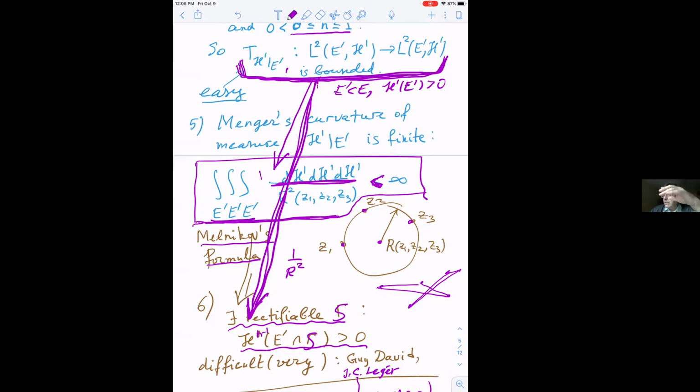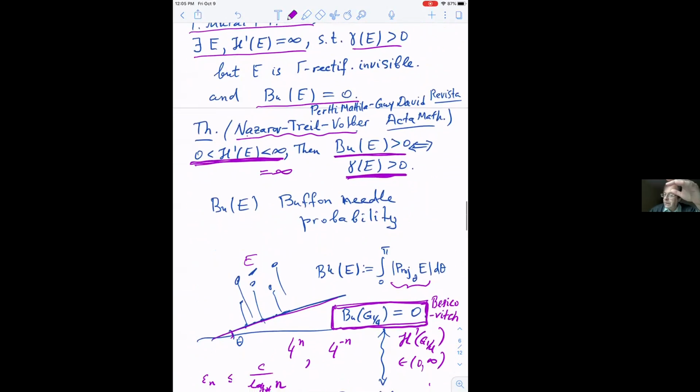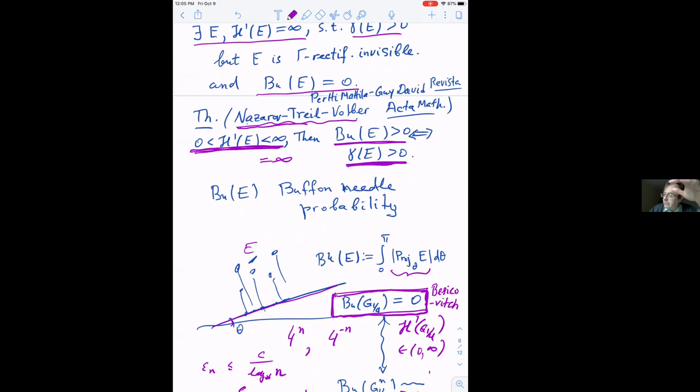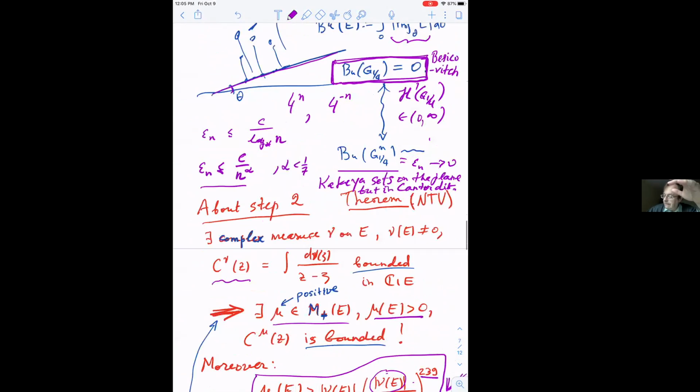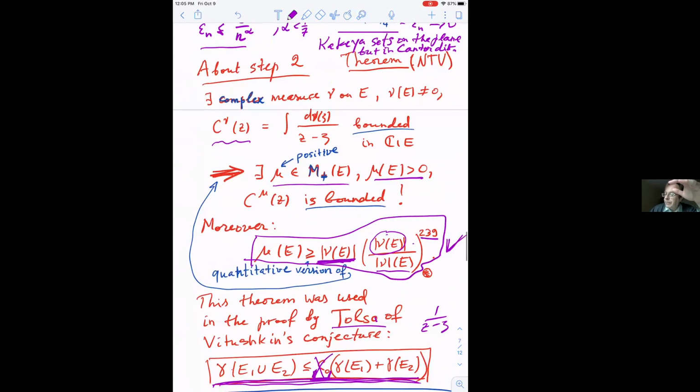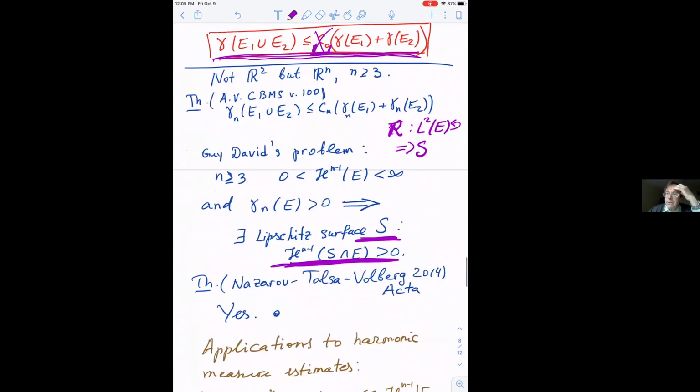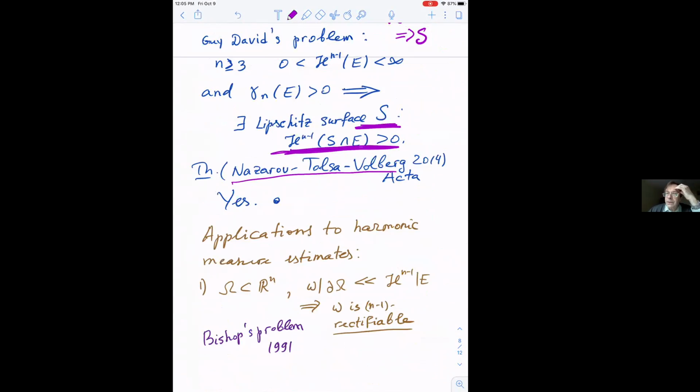And this is what we did with another NTV. It's now not Nazarov, Treil, Volberg, but Nazarov, Tolsa, myself. We proved one of these conditions. Which means that if these two books are correct, 600 pages, it's conditional. Well, everybody believes that they are correct. The few things I've read in the book were correct. Of course they're correct.